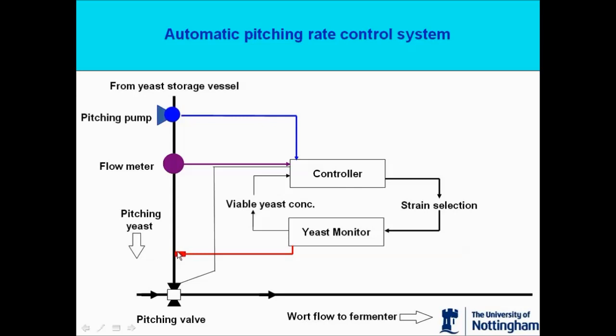If you then take the output from that, and the output from a flow meter, or it could be a load cell on the yeast storage vessel itself, clearly using those two outputs, you can calculate the total viable yeast mass, or the total viable count that's passed the actual probe. So as long as you know the volume of wort, once you've reached the set point, then you can feed back and switch off the pitching valve, switch off the pitching pump and so on, and therefore use that to control the yeast pitching rate.